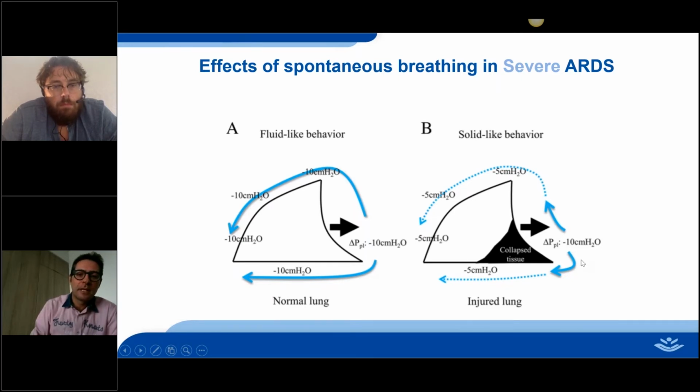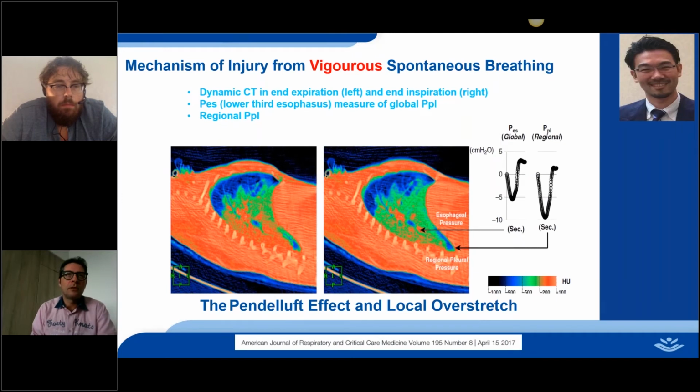In particular, the group from Toronto some years ago was able to show that vigorous spontaneous breathing in a patient with ARDS can create important gradients of esophageal pressure. If we measure the esophageal pressure with a normal esophageal catheter here, and we have this number, -5, we can have a different number if we measure the esophageal pressure here in the dependent region, the regional pleural pressure, which is twice as high.